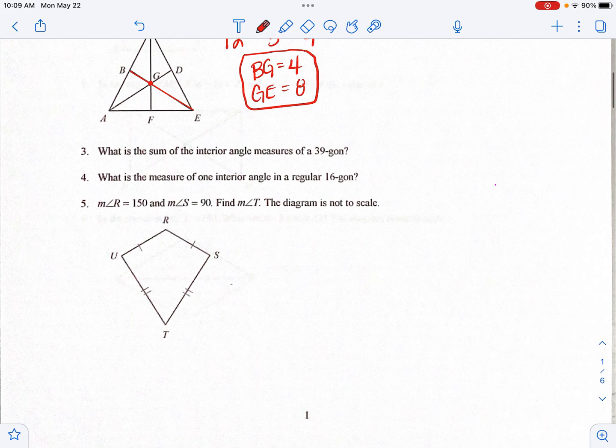Number 3, where we're using the sum of the interior angles of a polygon formula. So n minus 2 times 180 was the formula. Of course, n is the number of sides here, so 39. So this would be 39 minus 2 times 180. I believe this was the one with a nice answer.